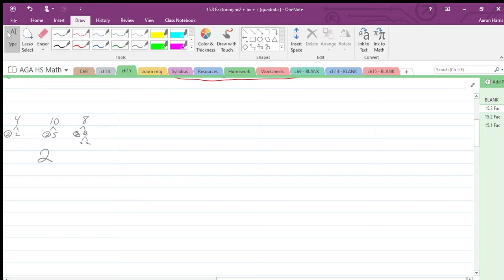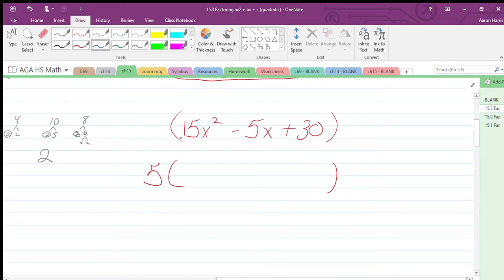So let's say that I have 15x squared minus 5x plus 30. Well, obviously I can look at all 3 terms and I see a 5 will come out. So my greatest common factor is 5. Notice I'm using these parentheses. I'm going to divide each term by what? 5. So 15 divided by 5 is what? 3x squared. 5 divided by 5 is just 1. So I get negative x plus what? 6. I have something a lot easier to deal with.